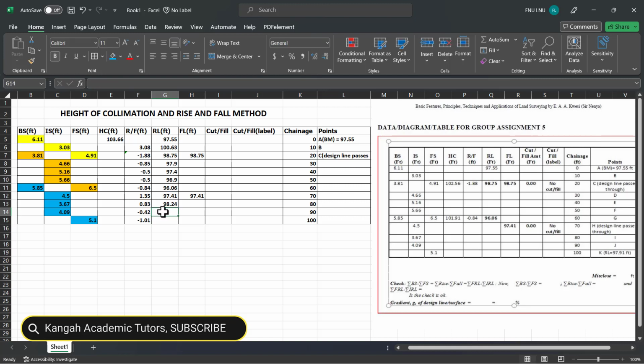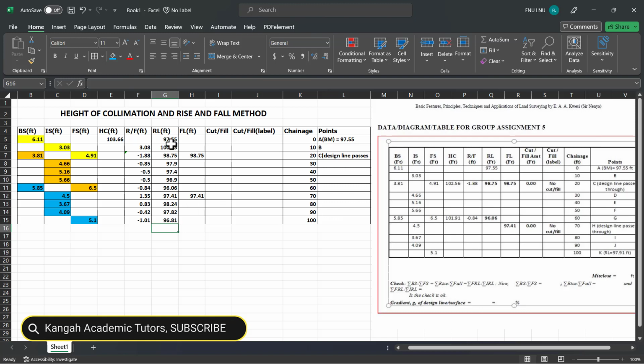Then here too will be 98.24 plus or minus 0.42. Then here too will be 97.82 plus or minus 1.01. So you can see that here they also had 97.41. We also had the same thing, 97.41.